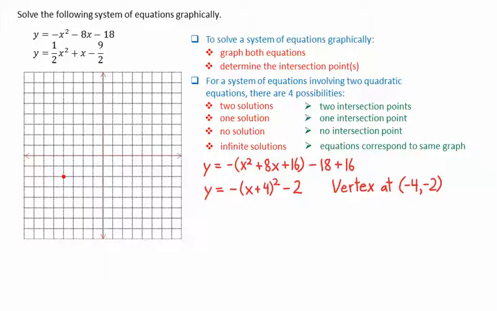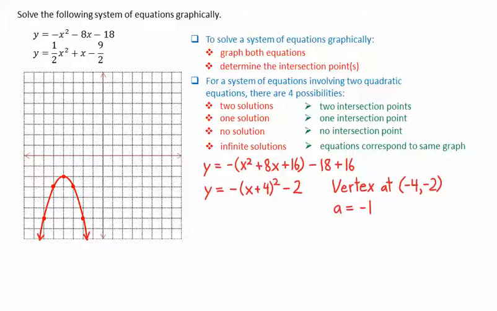And the a value here is negative 1. This means the graph is the same as y equals x squared. However, it opens downwards. And of course, it has a vertex at negative 4 comma negative 2. This means that from the vertex, as we move right or left by 1, we move down by 1. As we move right or left by 2, we move down by 4.